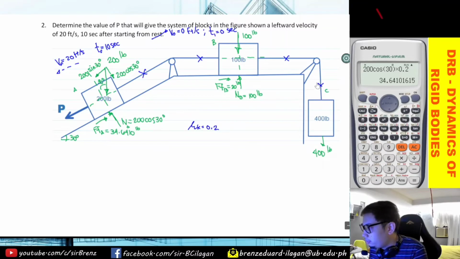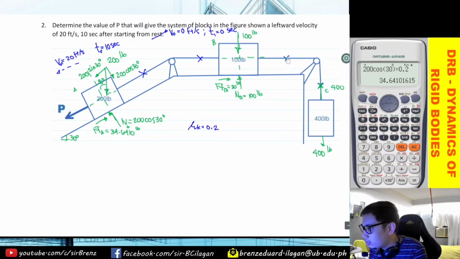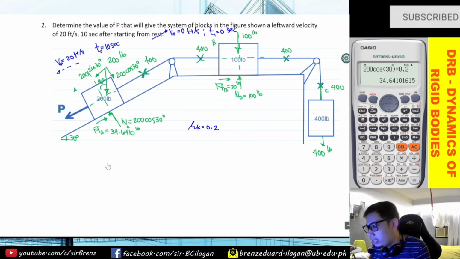So, eto, yung tension at C na yan, so when you take summation of forces of Y, eto kasi is 400. Kung 400 yan, eto 400 lang din. This one is also tension C, so this is also 400. This one is also 400, and so on. Okay? So kapag dinrawing mo yung mga free body diagram bawat isa.